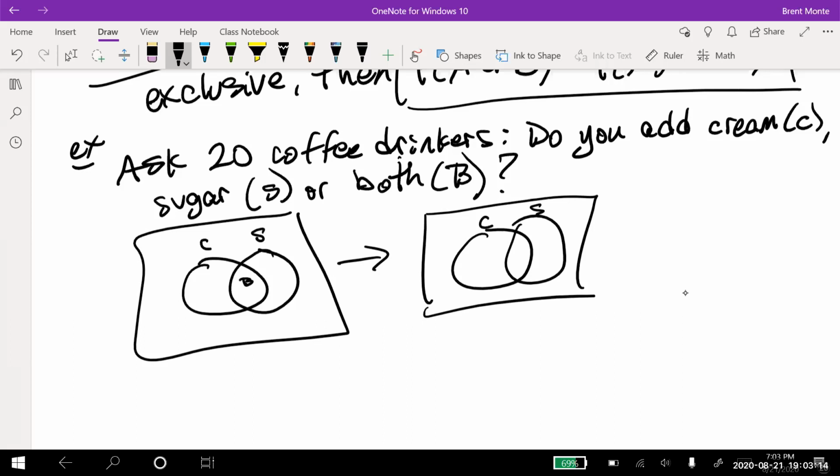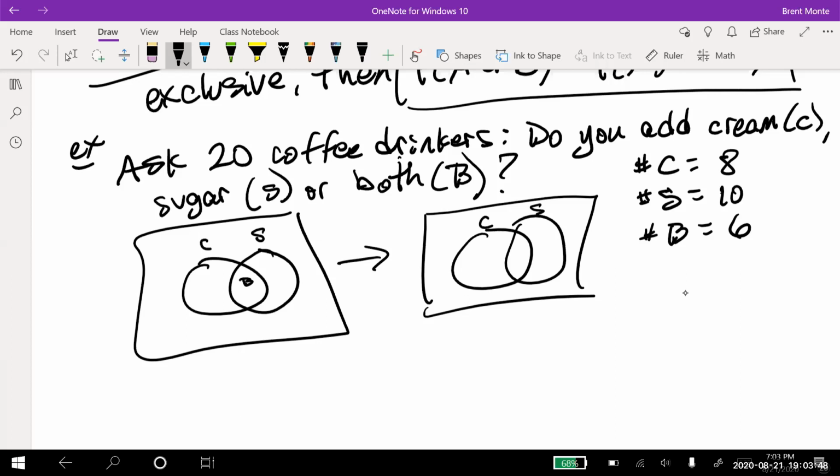I'm going to start with how many add both. So let's say the number that added cream out of these 20, let's say 8 people said they added cream. We'll say the number that added sugar, 10 people said they added sugar. And 6 people said they added both. Now notice we can't just add all those up because we're going to get 24 coffee drinkers. We only asked 20 coffee drinkers.